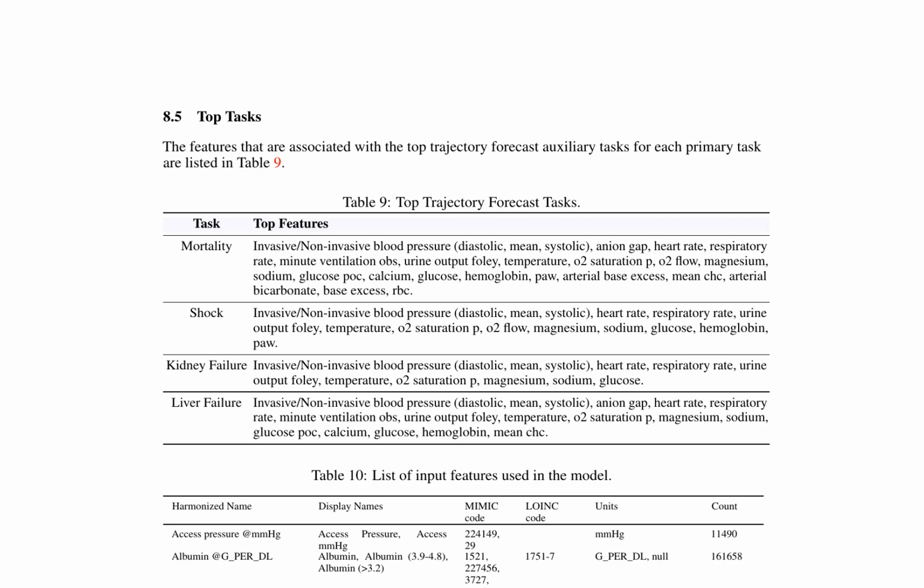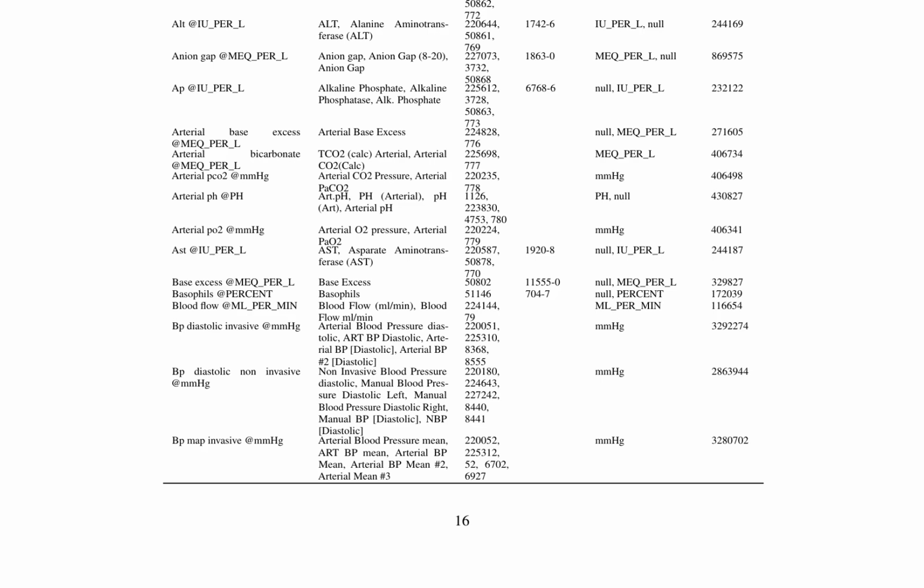Table 10 provides a comprehensive list of input features used in the model, including harmonized names, display names, MIMIC codes, LOINC codes, units, and count. These features range from access pressure and albumin levels to arterial base excess, arterial bicarbonate, and arterial pH, as well as blood flow, basophils, and bilirubin levels, among others.